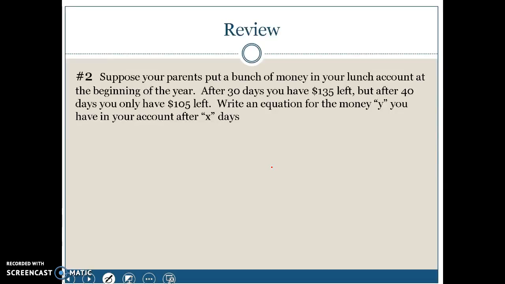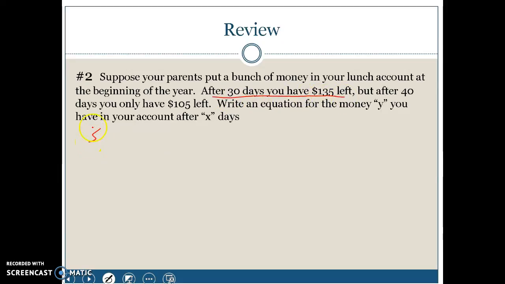Suppose your parents put a bunch of money in your lunch account at the beginning of the school year. After 30 days, you had $135 left. But after 40 days, you had $105 left. So you're using this money. Write an equation for the amount of money y you have in your account after x days. This time they didn't give us the slope. They didn't even tell us how much they put in at the beginning. What they did tell us, though, is that after 30 days, you have $135 left.